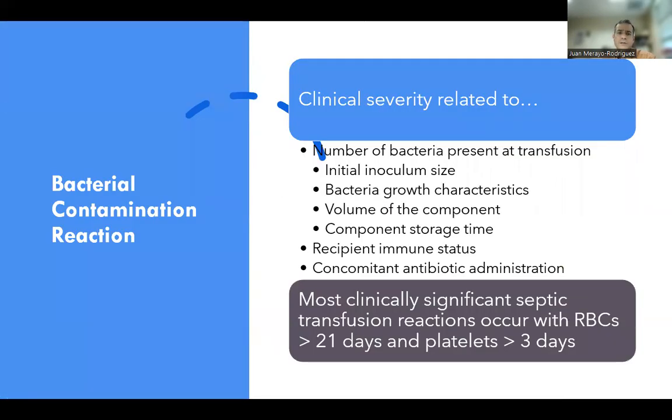The severity of the bacterial contamination reaction is related to the number of bacteria present at transfusion, initial inoculum size, and bacterial growth characteristics, which depend on the ambient temperature, volume of the component, and storage time, as well as the recipient's immune status. If they're immunosuppressed, that's not good, and concomitant antibiotic administration may help. Most clinically significant septic transfusion reactions occur with red blood cells stored over 21 days and platelets stored over 3 days.